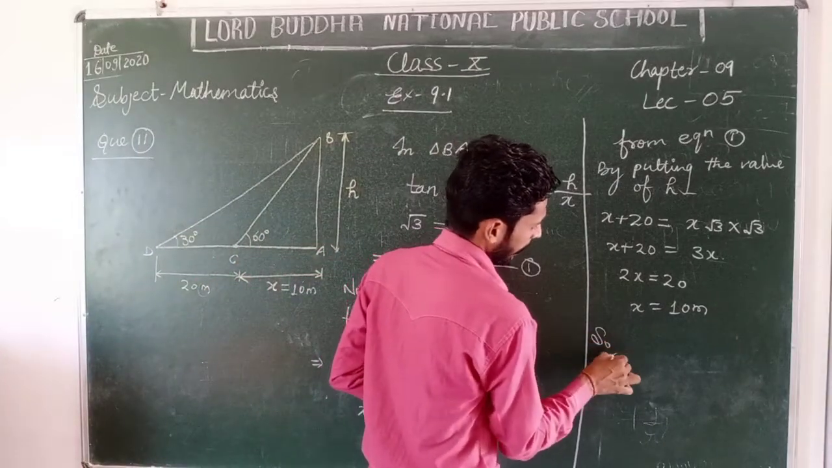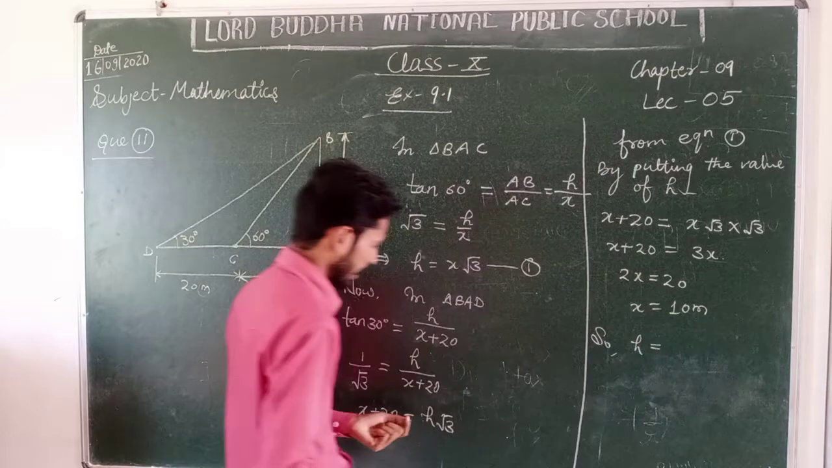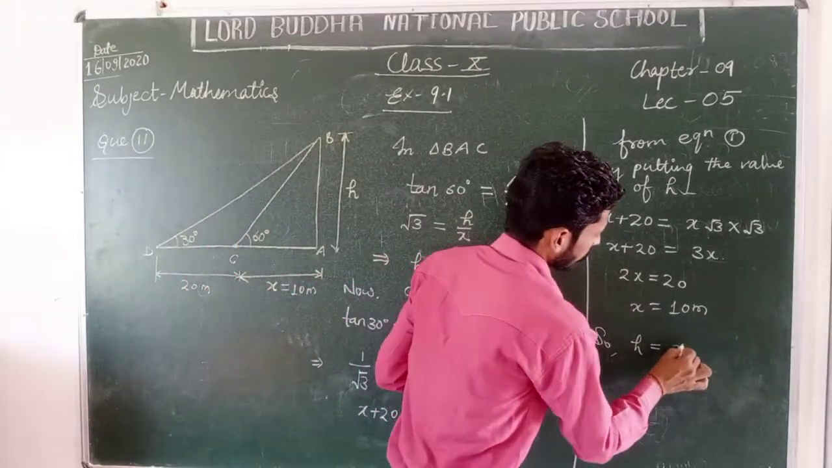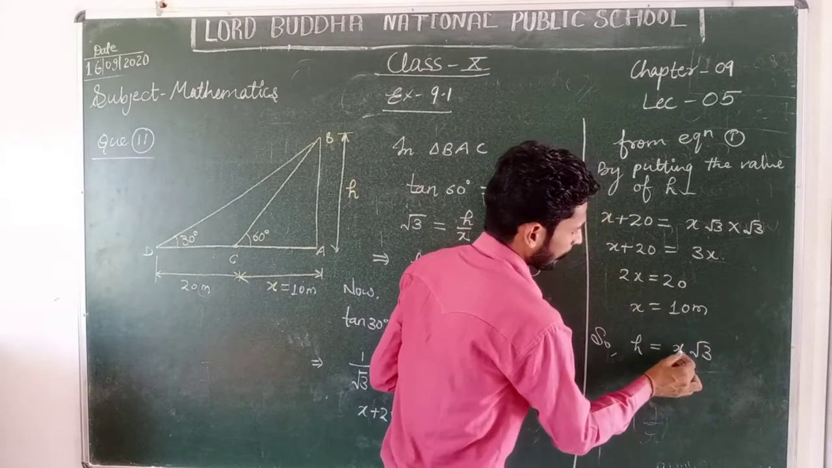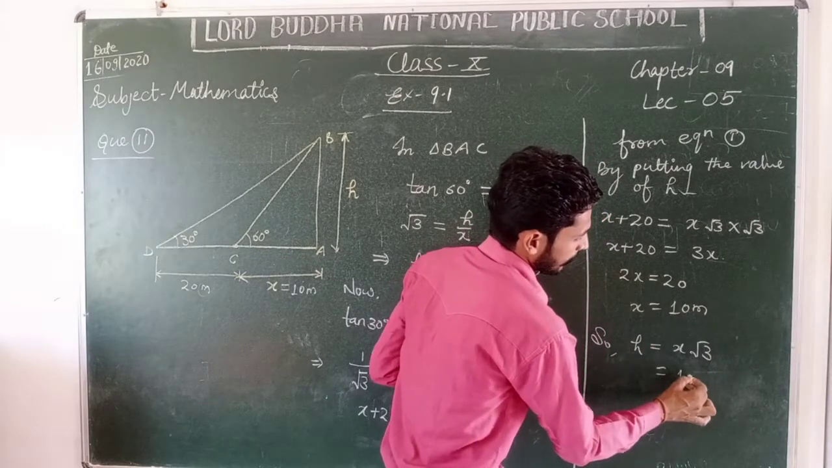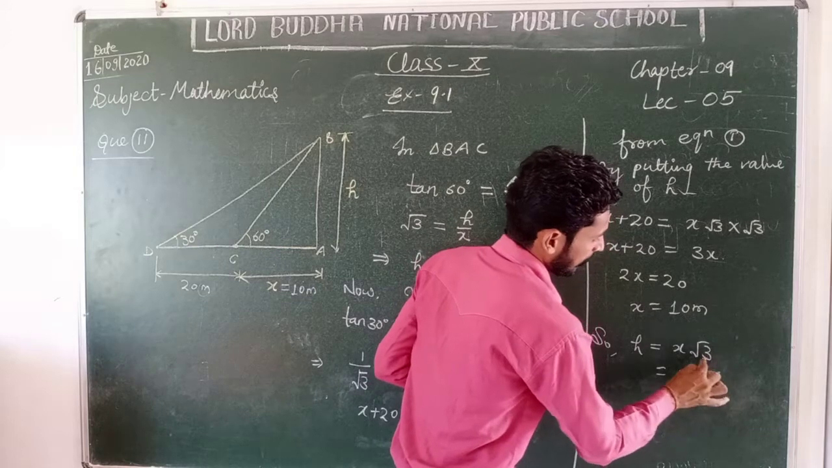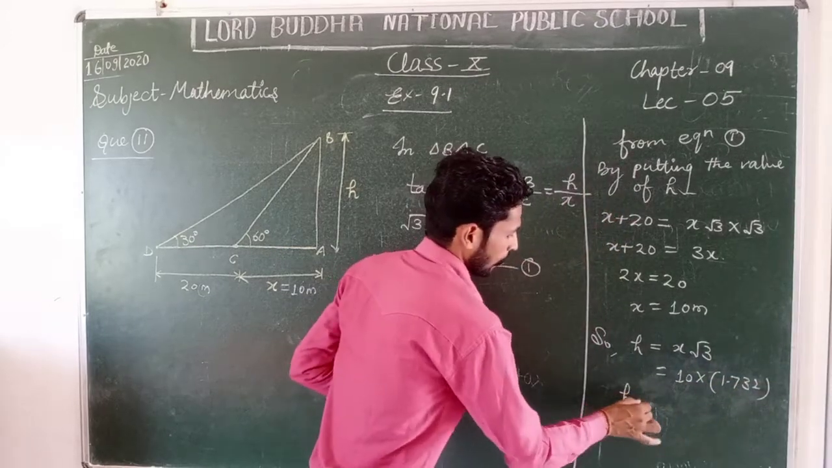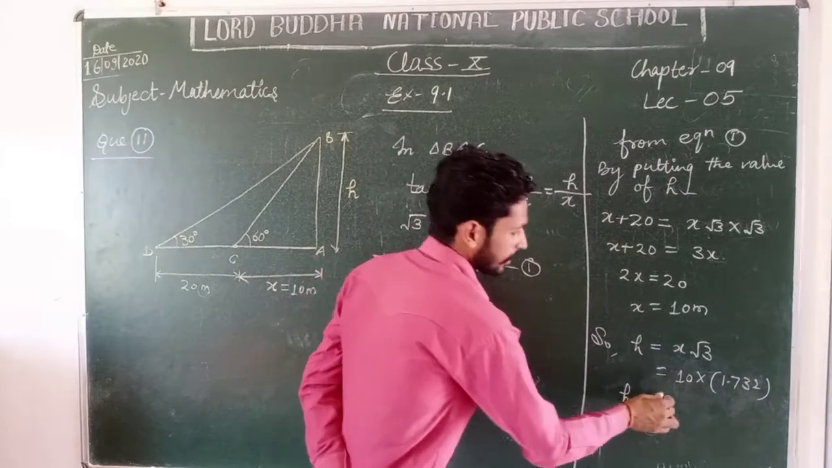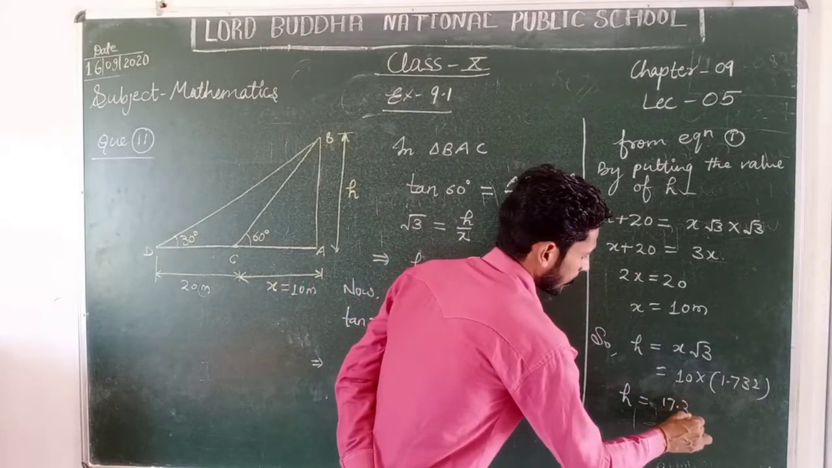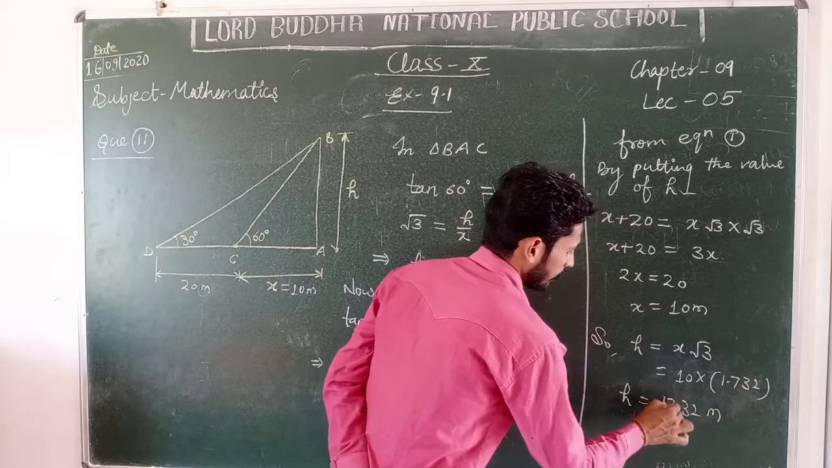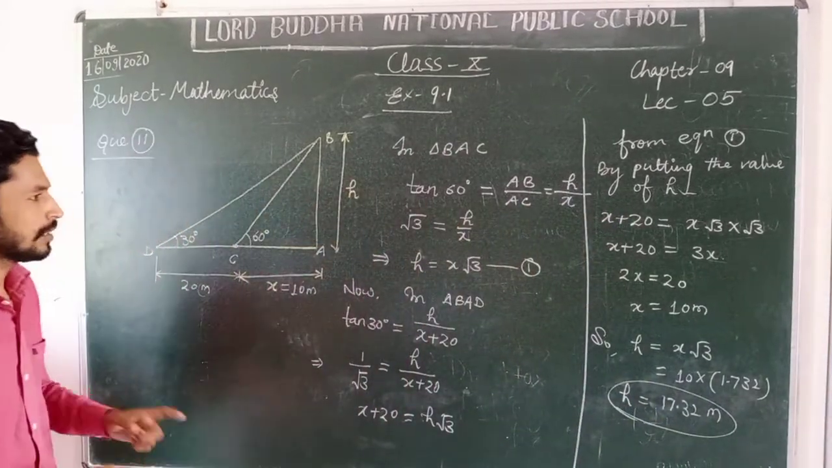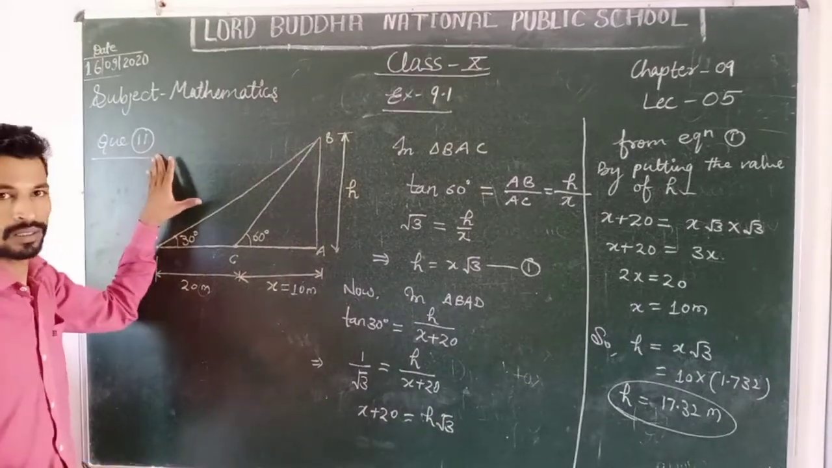So height of the TV tower h equals x root 3. Put the value of x, which is 10, into root 3. In place of root 3, we can put 1.732. So the value of the height of the tower is 17.32 meter. That is the answer. Okay, so this is the solution of question number 11.